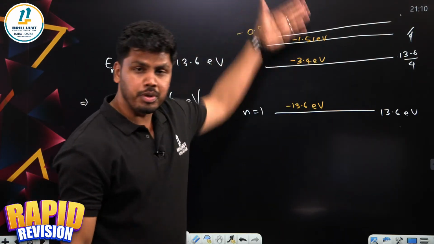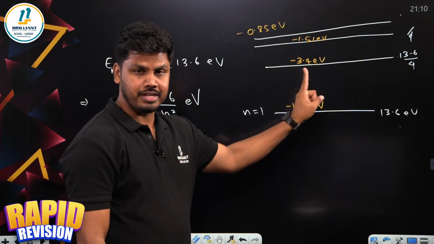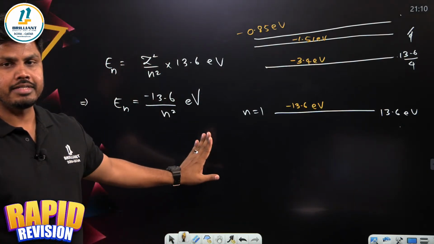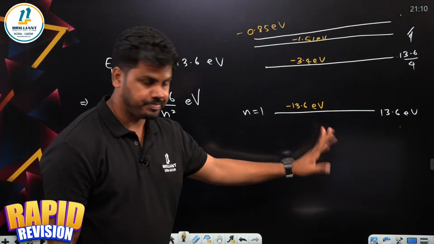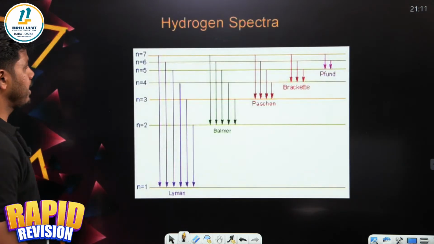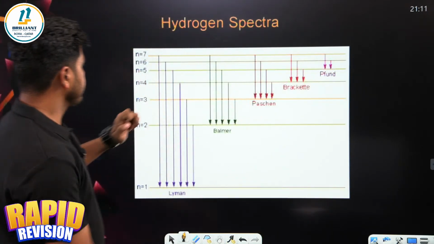So these values, if you remember, like in most of the numerical questions, will help you understand at least which transition we have to go for. Hydrogen atom, these are the energy levels, right? Followed by this, we had hydrogen spectra. Hydrogen spectra is also explained using the Rydberg equation.